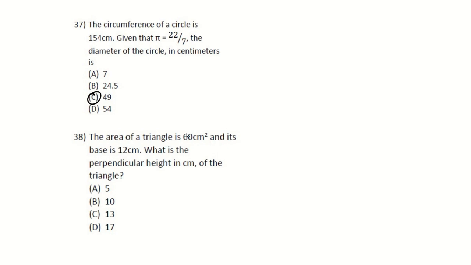The area of a triangle is 60 centimeters squared and its base is 12. What is the perpendicular height? That's base by height over 2 equals 60. So that's 12 by height over 2 equals 60. 6 twos are 12, so my height is 10.